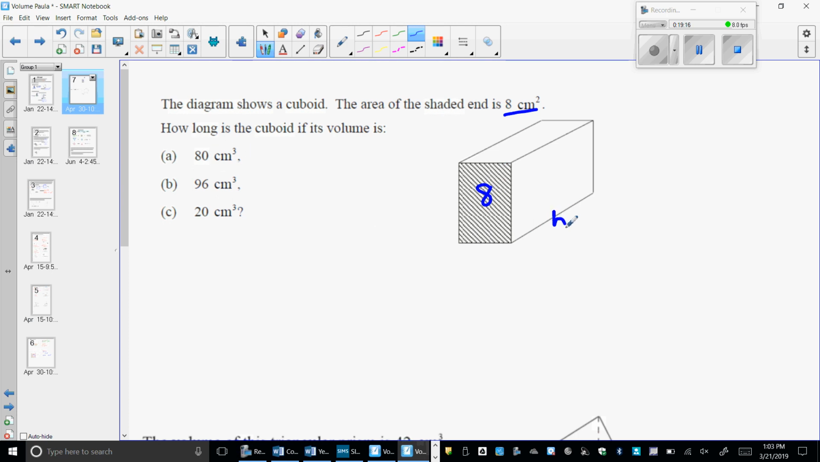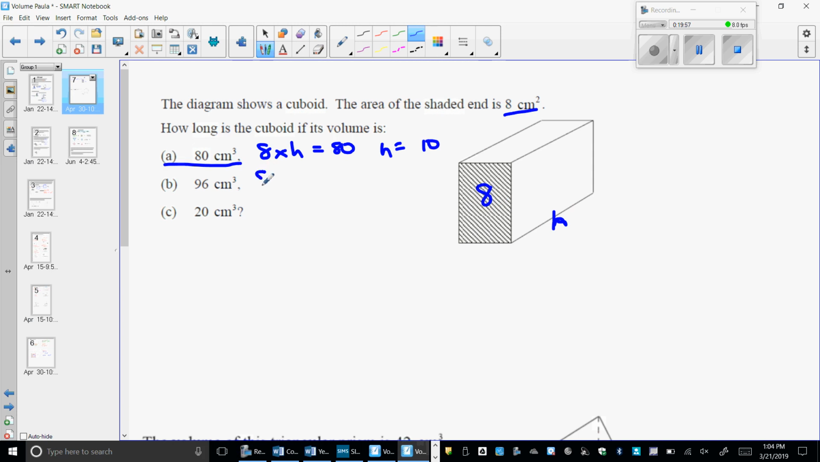So if I call this measurement H, that means that for this question, that 8 multiplied by H would be 80. So what we're doing is we're setting ourselves up an equation. They've said that the area of the end face is 8. We don't know this measurement, but they've told us that the volume is 80. So that math means that for this particular question, the value of H was 10, because 80 divided by 8 is 10.